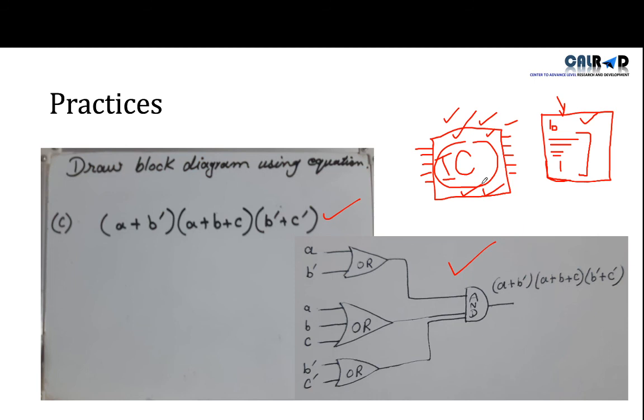So this is the main goal of simplification of this equation, so that we can make it smaller, and instead of using these 4 gates, is there any way that we can use only one gate, or only 2 gates, but the output will be the same? So this is the main goal of simplification.